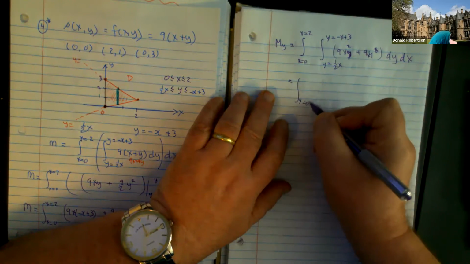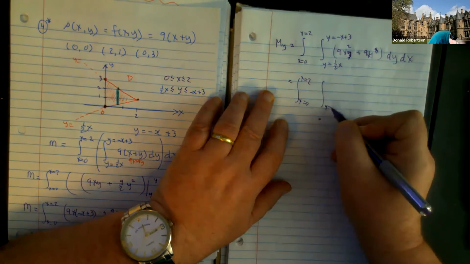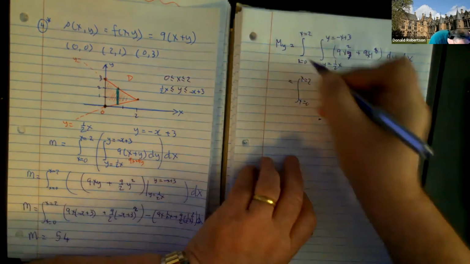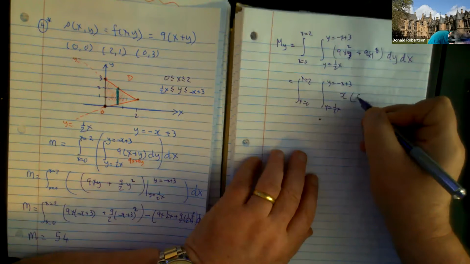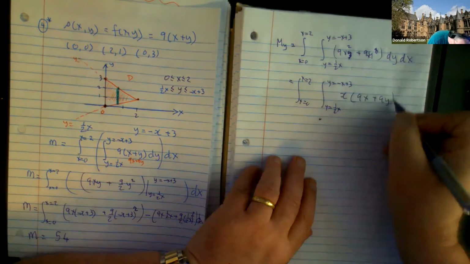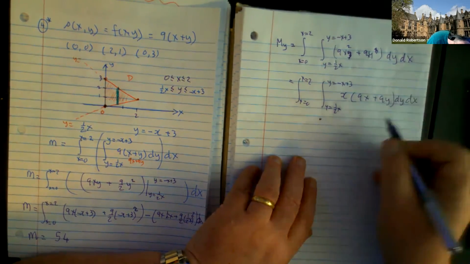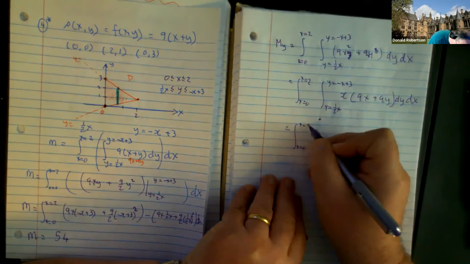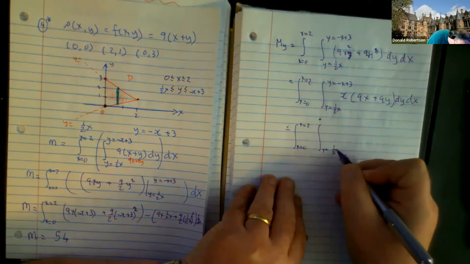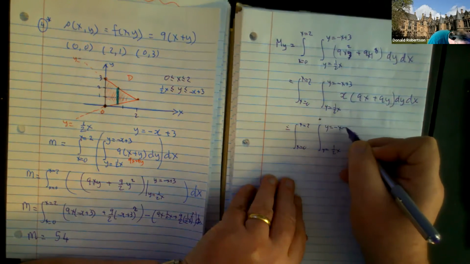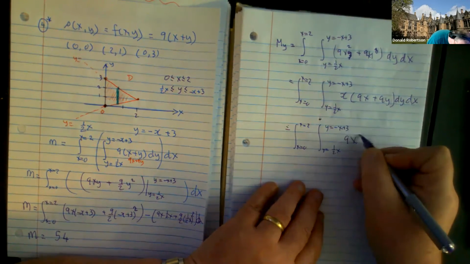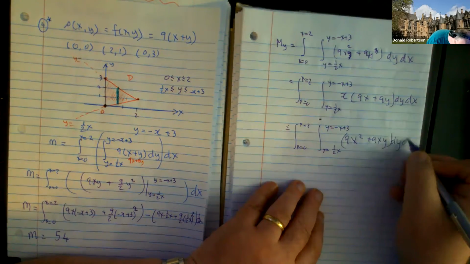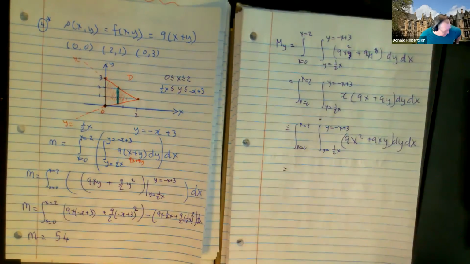So x equals 0, x equals 2, y equals 1/2 x, y equals negative x add 3. Since that's an x, it's going to be x times 9x plus 9y. And yep. I'm not sure how much of this you'd really need to write down because you're going to do your own version. There, 9x squared plus 9xy dy dx. So far, so good.